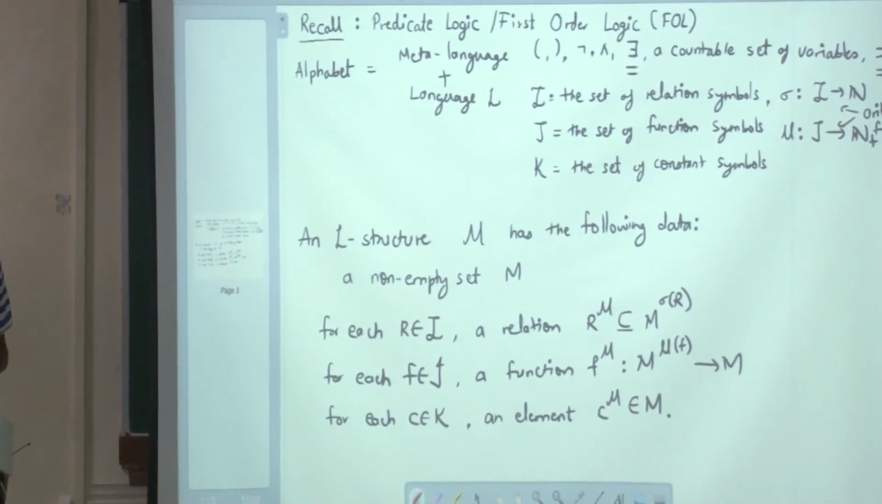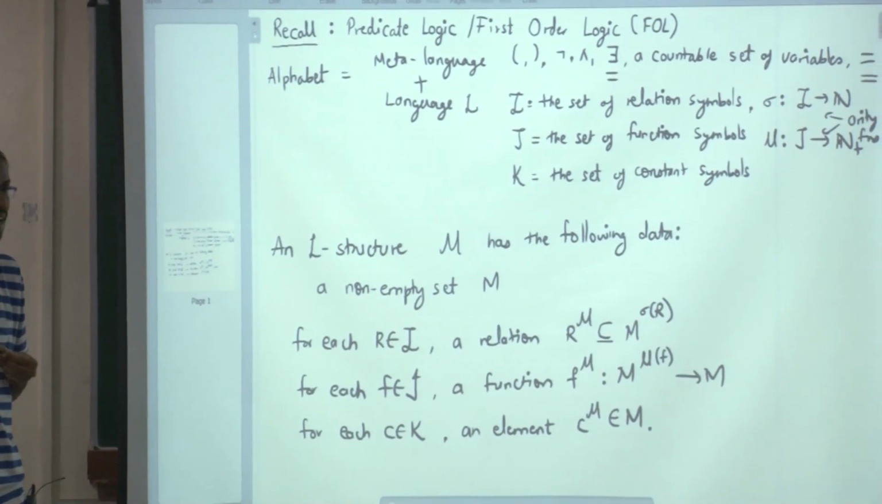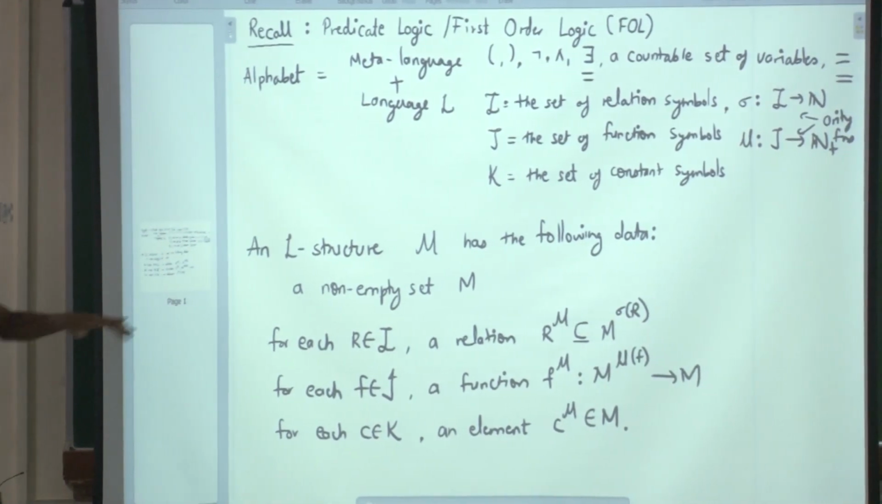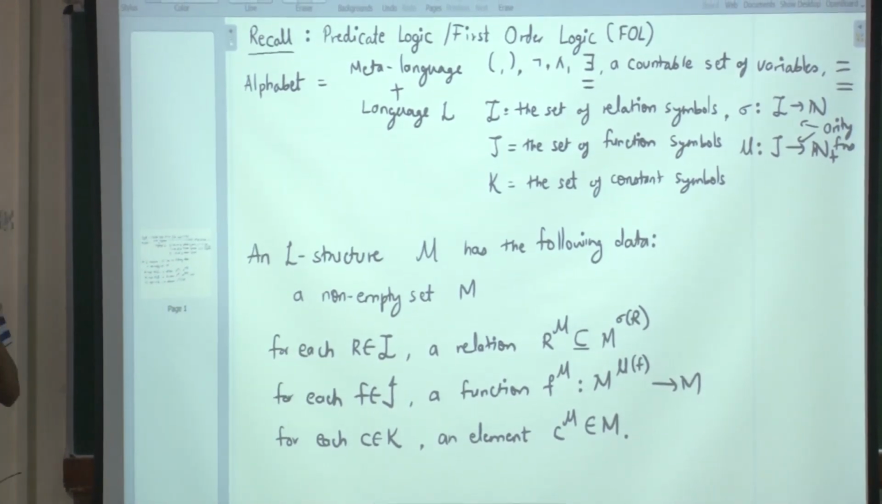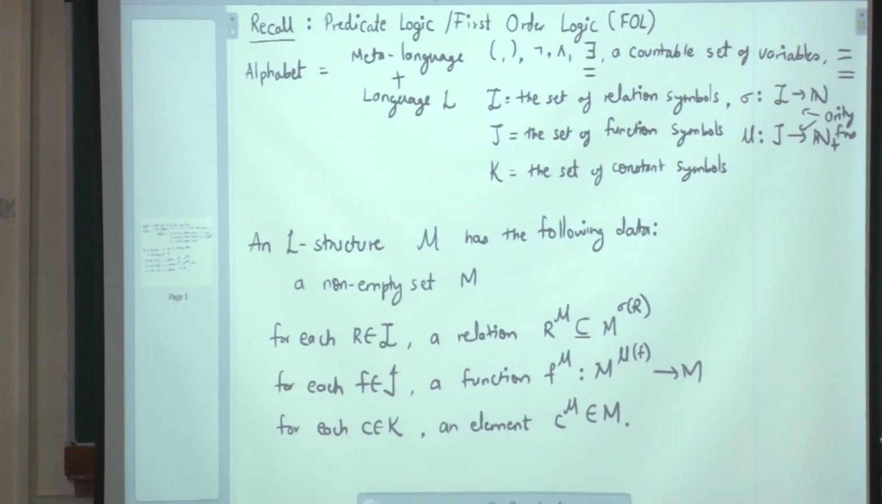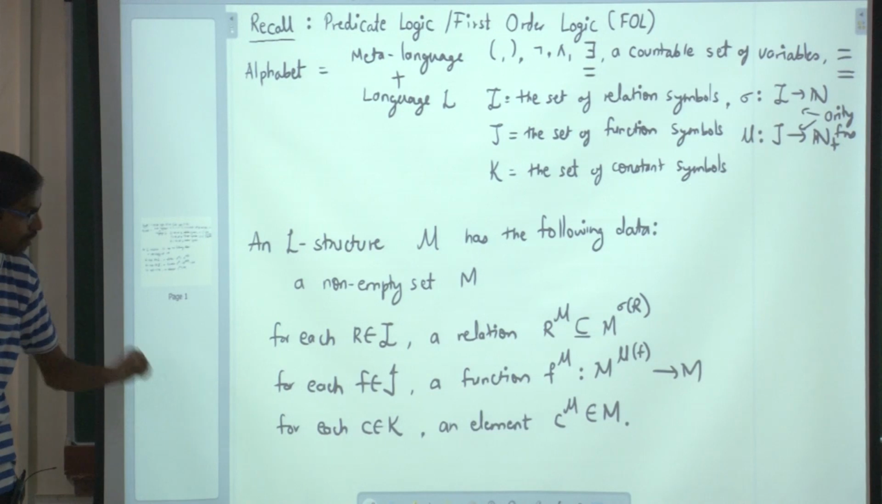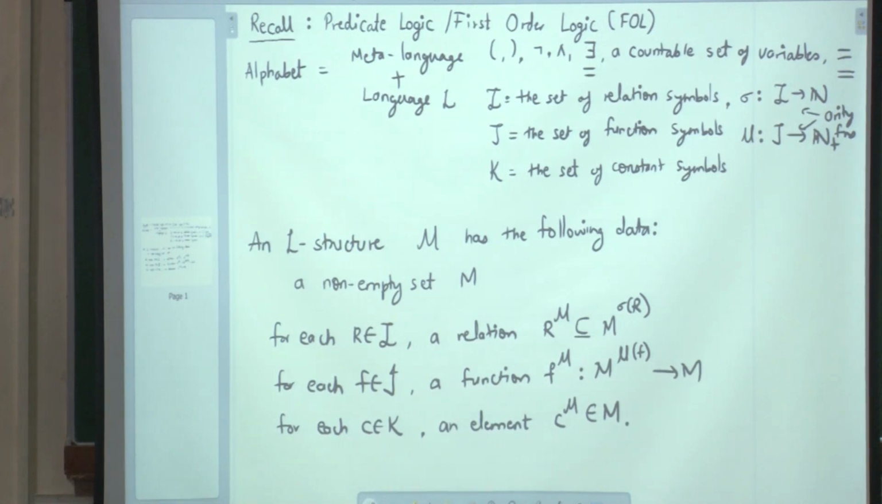Then each function symbol is interpreted as a function. These are just symbols, they don't mean anything, whereas here it is an actual function of that arity. It takes so many inputs and then it gives out one output. And finally, for a particular constant symbol, you have to choose a fixed element, some element of the underlying structure. Now, right now, still it doesn't have any meaning beyond this.